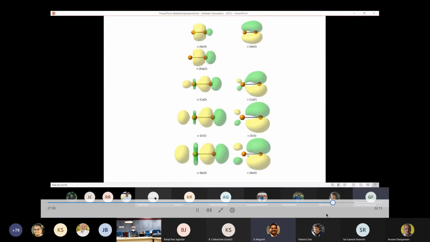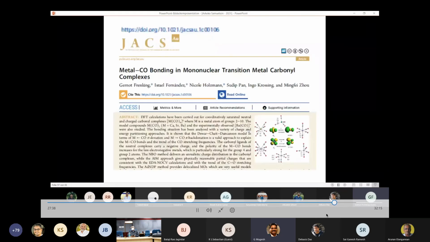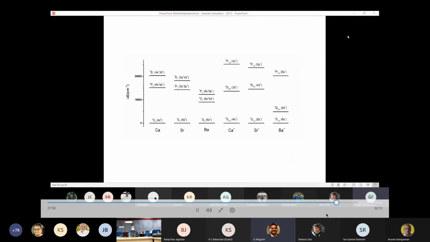So, the latest work in this, which just came out a few weeks ago, we did metal CO bonding in mononuclear transition metal chemistry. We did group 4, 6, 8. We did all of them, including calcium. And in this paper, we showed why calcium, strontium, and barium are like a transition metal.